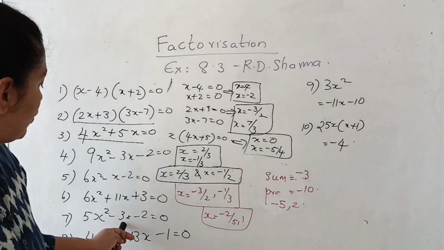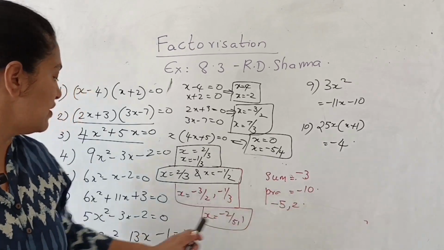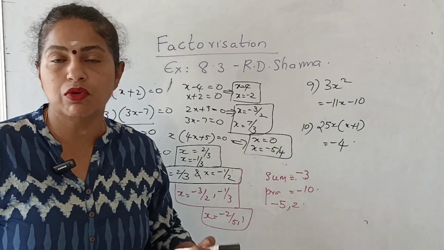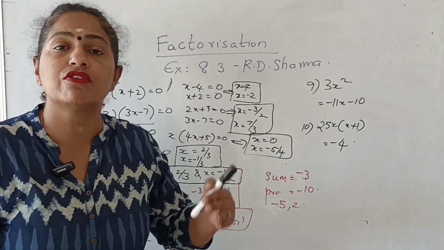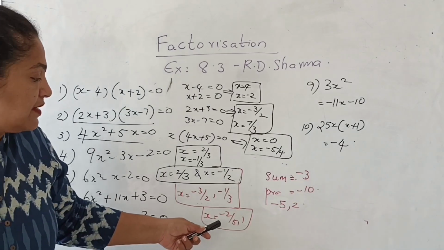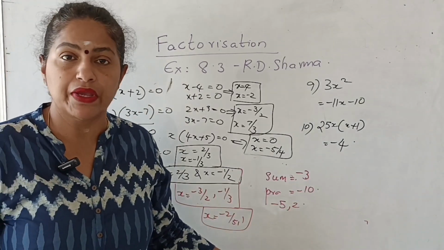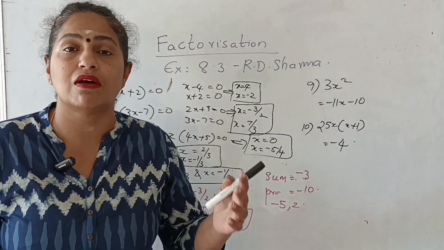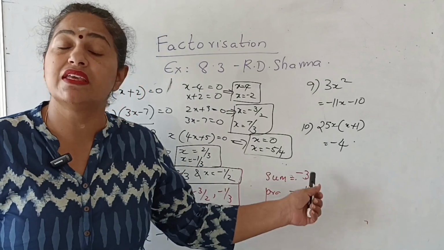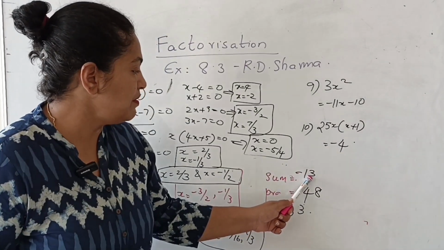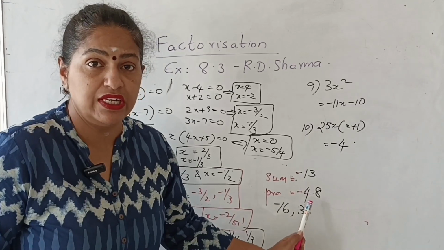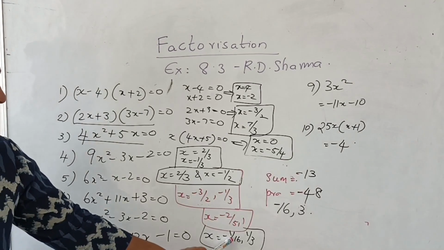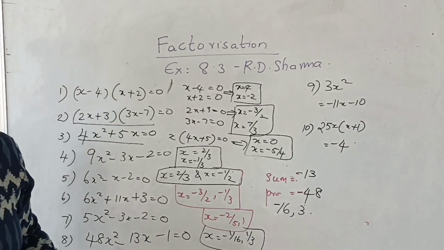For the seventh one, the sum is minus 3 and the product is minus 10, 5 into minus 2. The numbers are minus 5 and 2. I am not going to do the complete sum because it is very similar to the ones that we have done before. You will get the final answer as minus 2 by 5 and 1. Okay. Now let us move on to the eighth one. It is similar to the previous sums, but let us see what is the sum and the product and the numbers that give those sum and product. Here you will get the sum as minus 13 and the product as minus 48, and the numbers I have identified as minus 16 and 3. So you will get the answer as x is equal to minus 1 by 16 and 1 by 3.